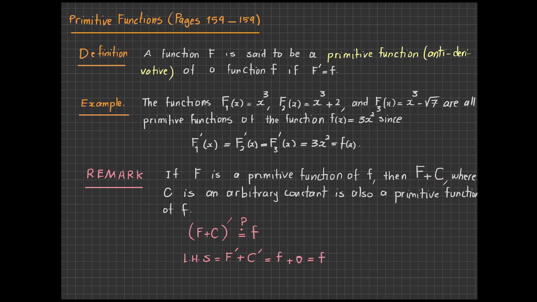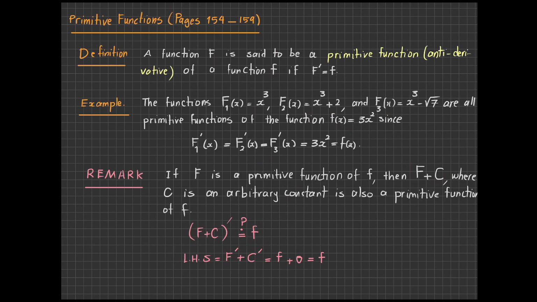So if we agree that capital F is a primitive function of little f, then if I add any constant to it, it doesn't change the game. So still, I get a function which is a primitive function of the previous function. So is that clear? Okay. So that is one thing that is important. But there is another remark.